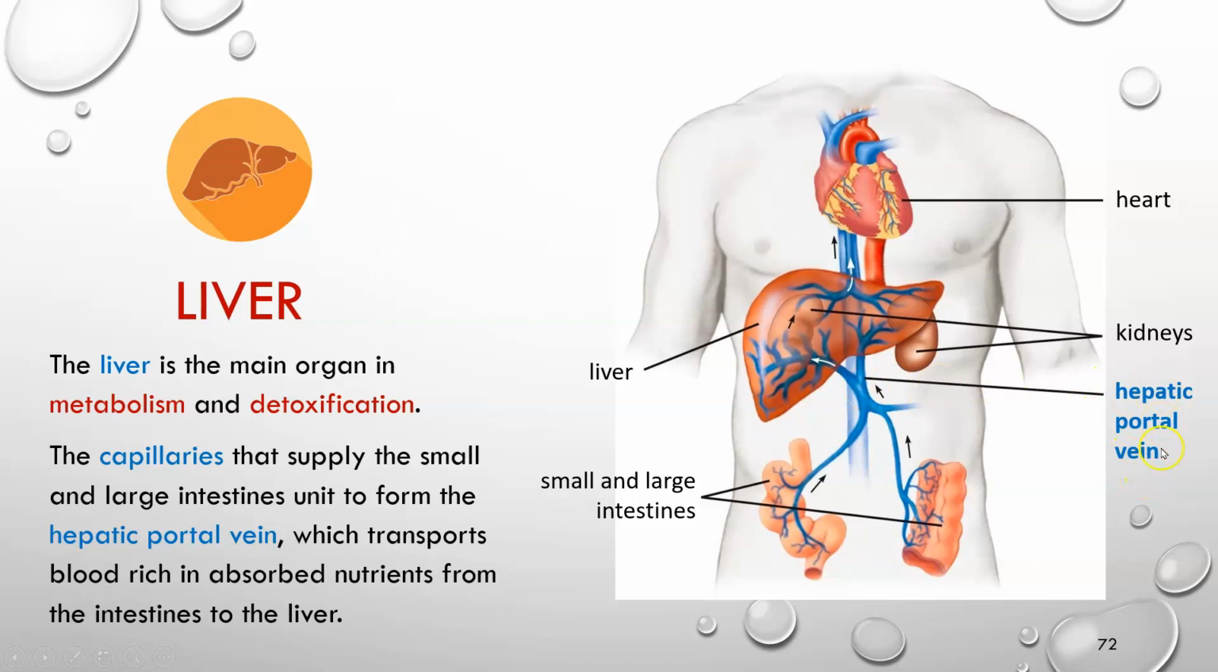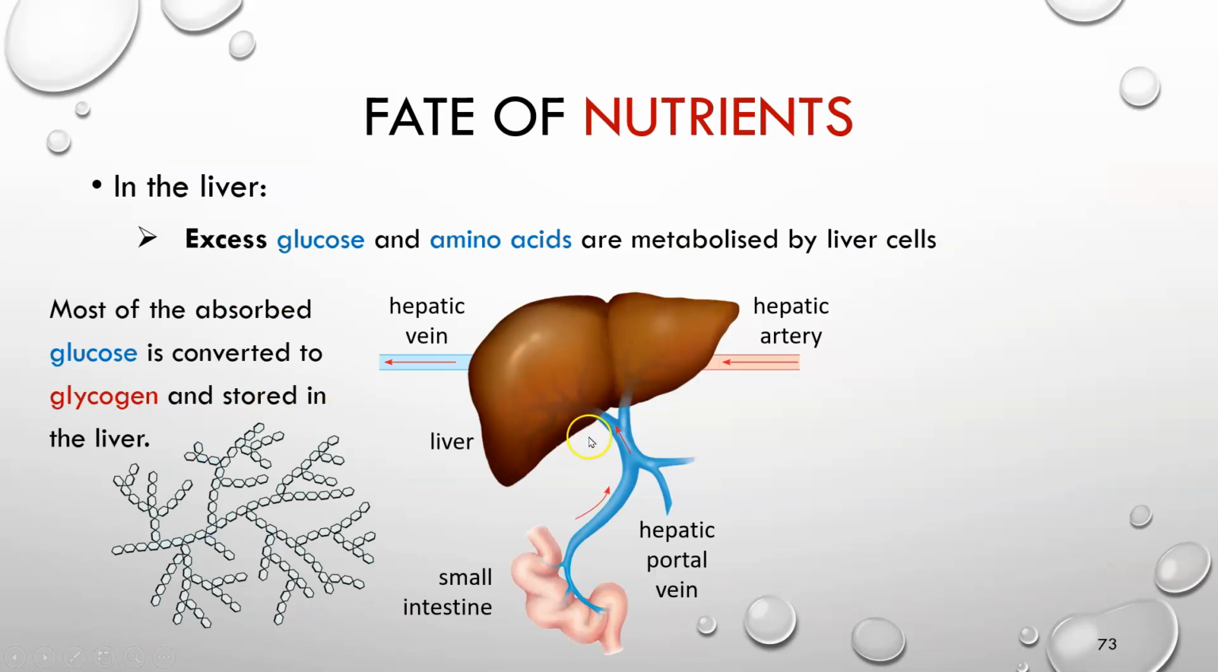Okay, this is important. Please highlight this keyword. Hepatic portal vein. Okay, this is the vein that transports blood that is rich in absorbed nutrients from the intestine to the liver. Okay, so what is the fate of the nutrients that we have?